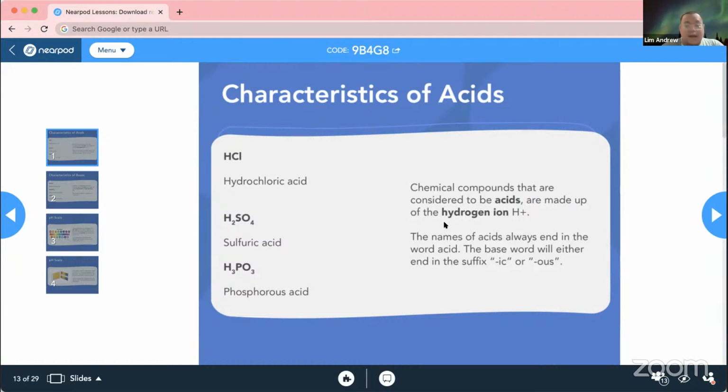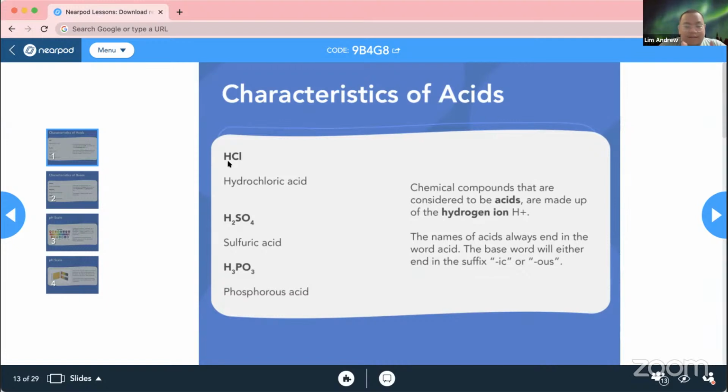All right, students, acids. As long as you see the word acid here, their chemical symbol or formula contains hydrogen, which is H. So we have hydrochloric acid, sulfuric acid, and phosphoric acid. Chemical compounds that are considered to be acids are made up of hydrogen ion, H plus. If you see an H there in the equation, this means this particular substance or chemical is an acid.